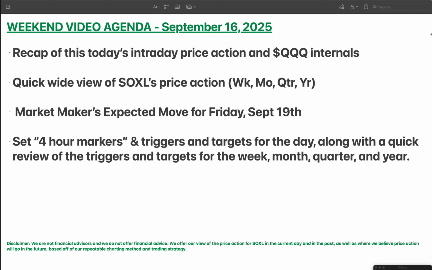On today's agenda for the video, we're going to recap today's intraday price action and look at the QQQ internals. We'll take a wide view of SOXL's price action from the week, month, quarter, and year. And then we'll look at the market maker's expected move for tomorrow, Friday, September 19th. And we'll set our four-hour markers and our triggers and targets for tomorrow. And then do a quick review of the triggers and targets for the week, month, quarter, and year.